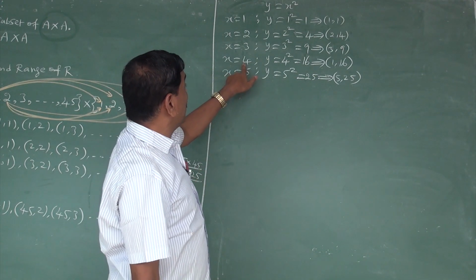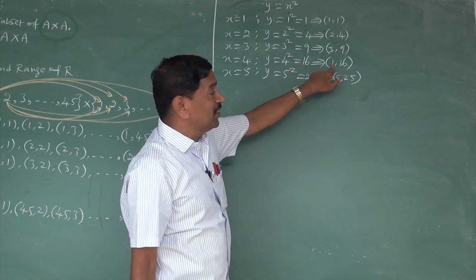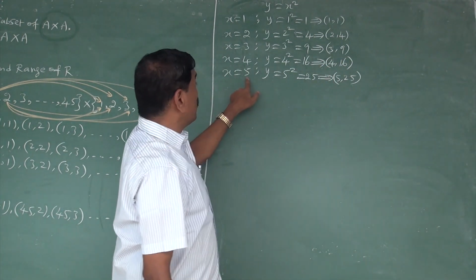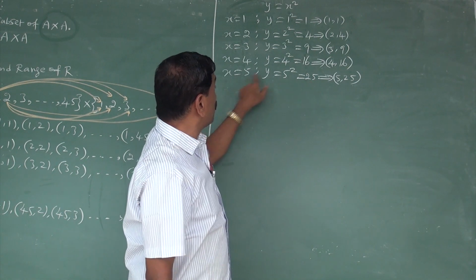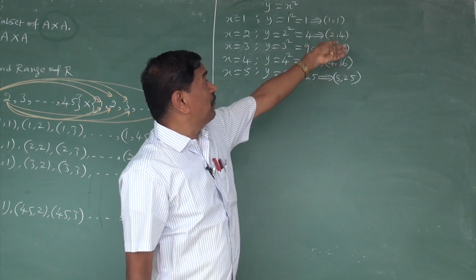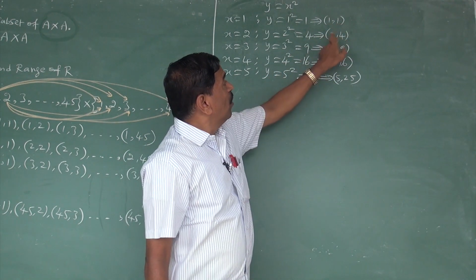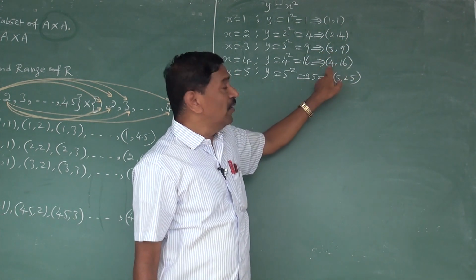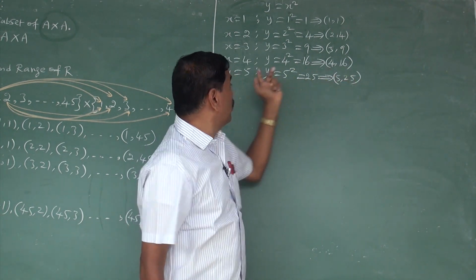Okay, next. When x equal to 4, 4 square equal to 16. So what is the first element? 4. Okay, next. When x equal to 5, y is equal to 5 square equal to 25. Therefore 5 comma 25. Listen. Remember how to verify the answer. Verification is very simple. 1 comma 1 square. 2 comma 2 square. 3 comma 3 square. 4 comma 4 square. 5 comma 5 square. Okay, next.